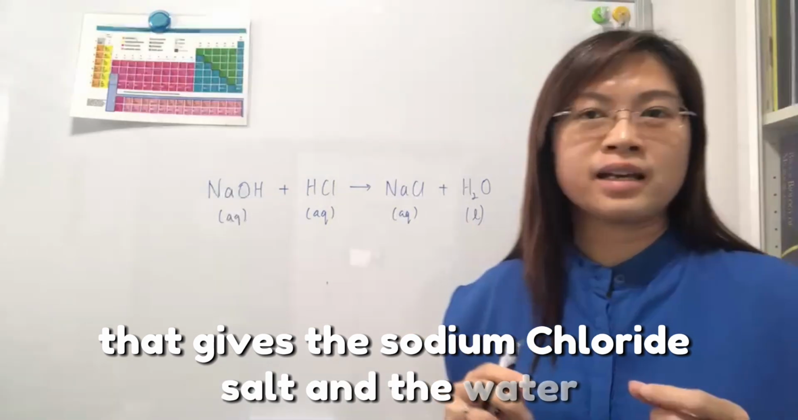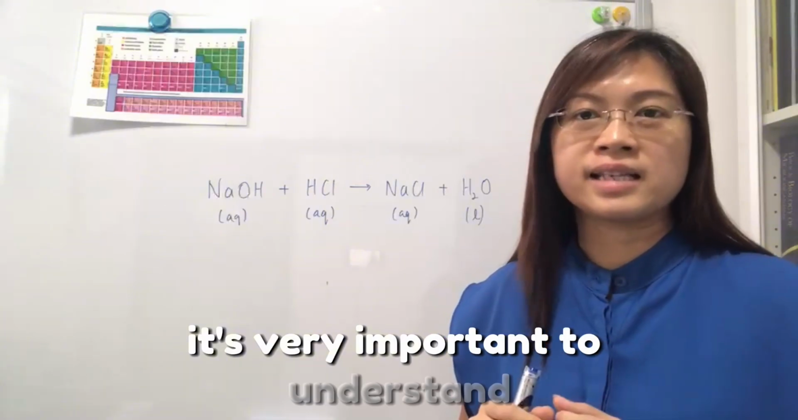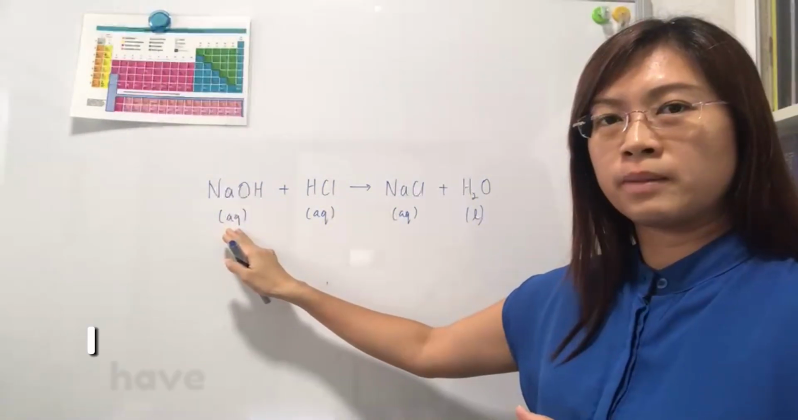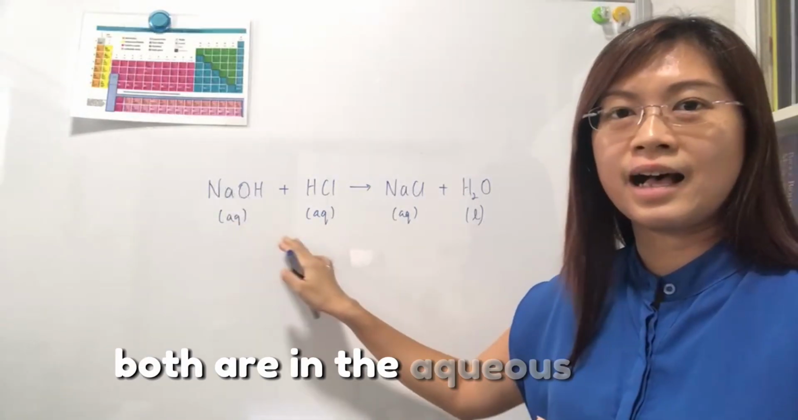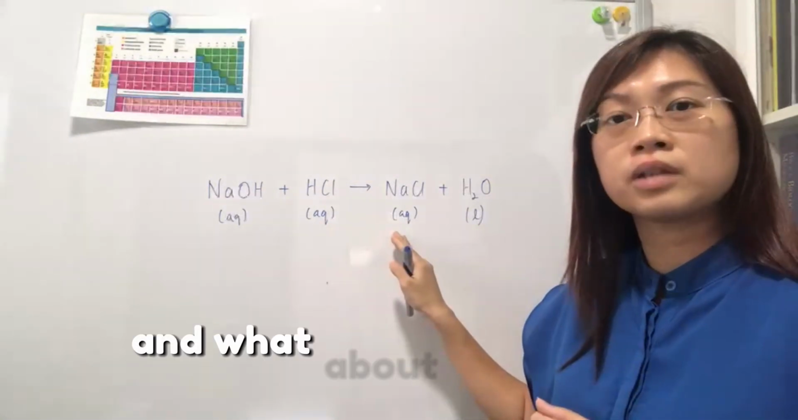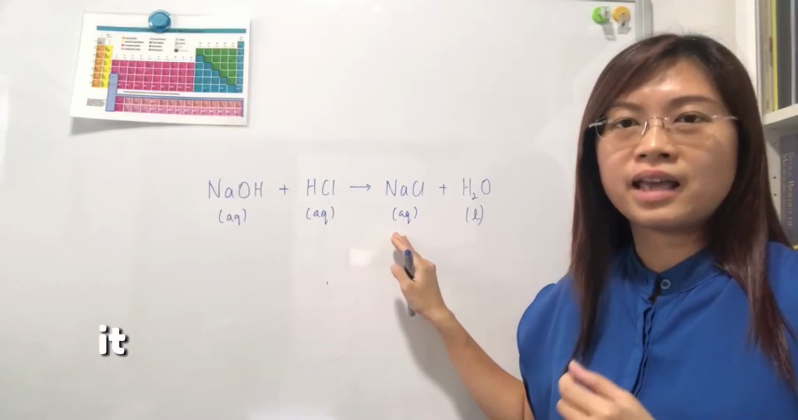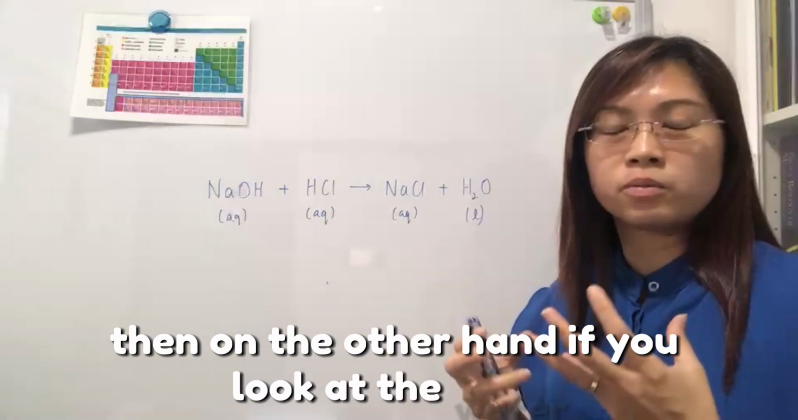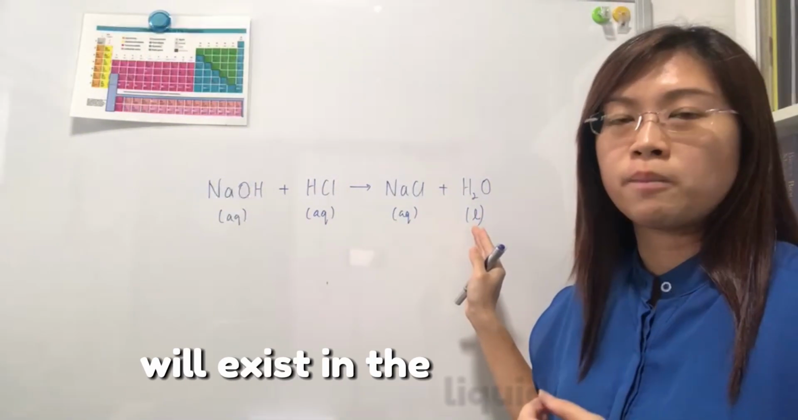Before we write out the ionic equations, it's very important to understand what their state symbols are, under room temperature and pressure. I have the sodium hydroxide and the hydrochloric acid, both in the aqueous state because they are acid and alkaline solutions. And what about the sodium chloride? Because sodium chloride is a soluble salt, when it is formed, it will also exist in the aqueous state. On the other hand, water, being a covalent molecule, will exist in the liquid state under room temperature and pressure.